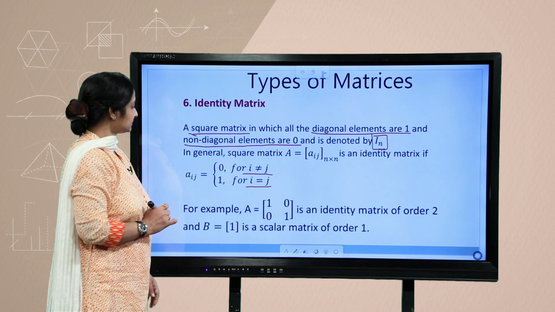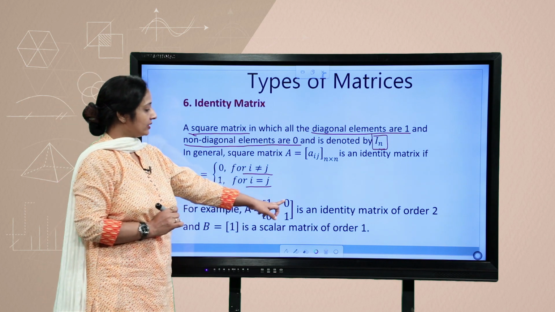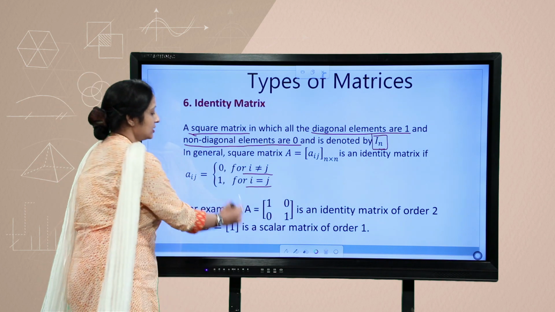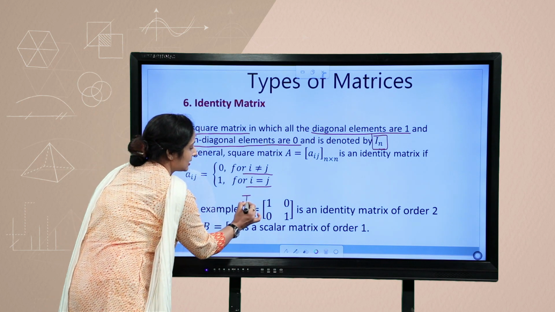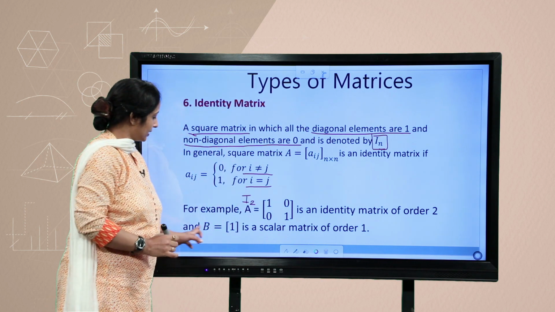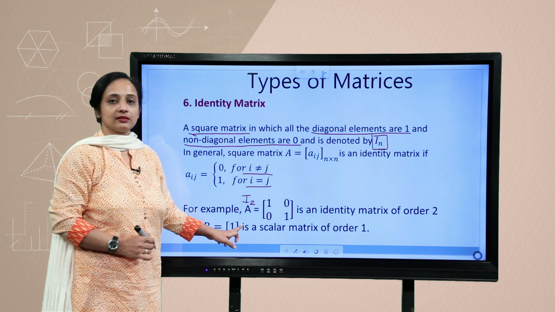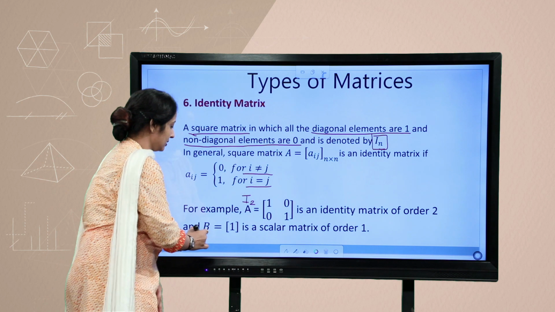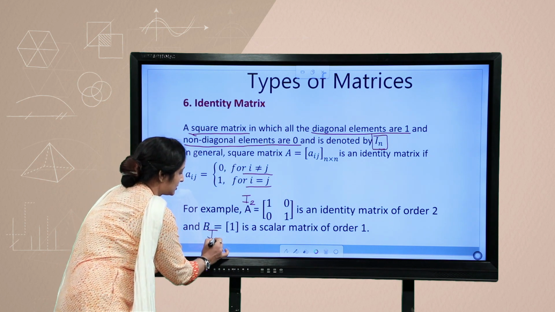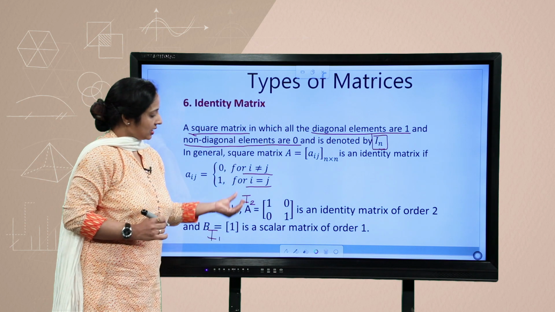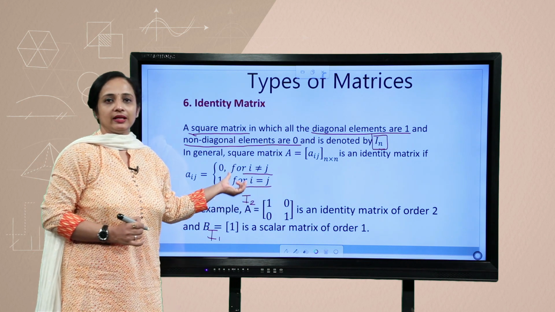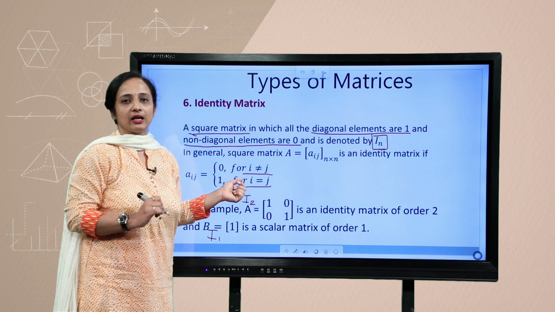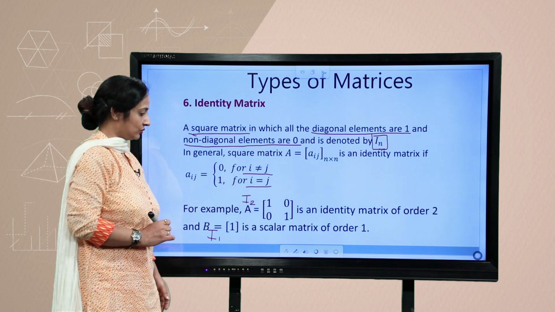For example, A, 1, 0, 0, 1, is an identity matrix of order 2. So you can also denote it as I2. And B, just consisting of the single element 1, is an identity matrix of order 1. So you can also denote it as I1. If you are not writing that subscript with letter I, then also it is going to be workable because capital I stands for the identity matrix only.